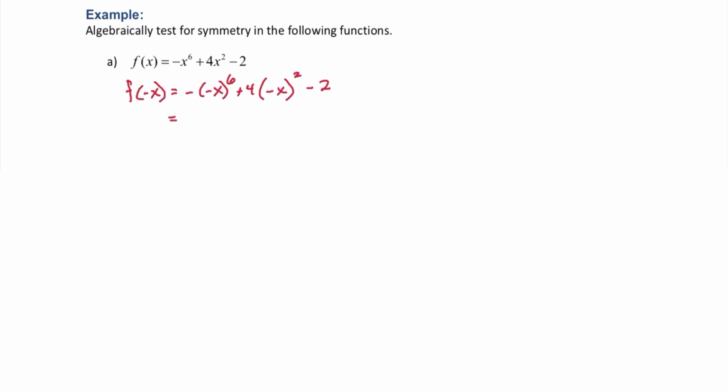Simplifying this, we get negative x to the sixth plus 4x squared minus 2. Notice that the result we just got is the same as the original f. We plugged in f of negative x, and when we simplified, we got the original f of x. This is by definition an even function.